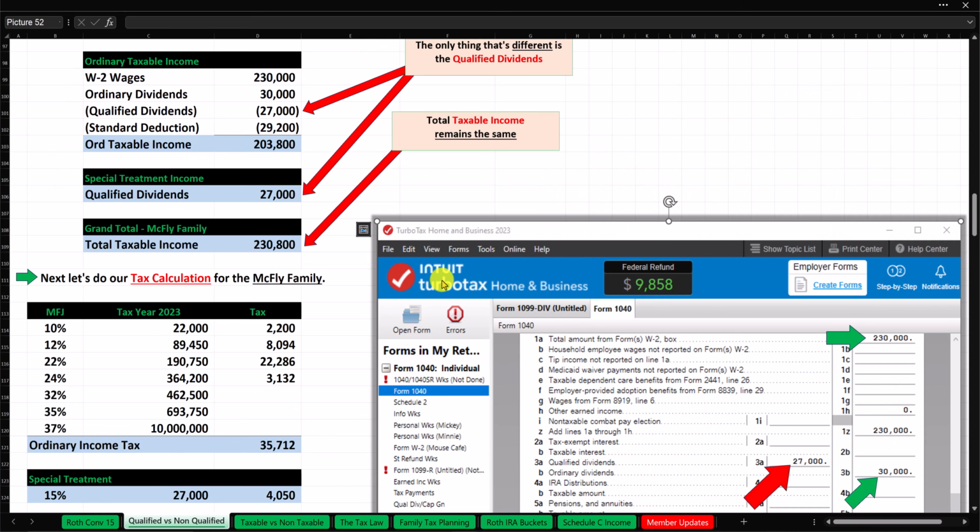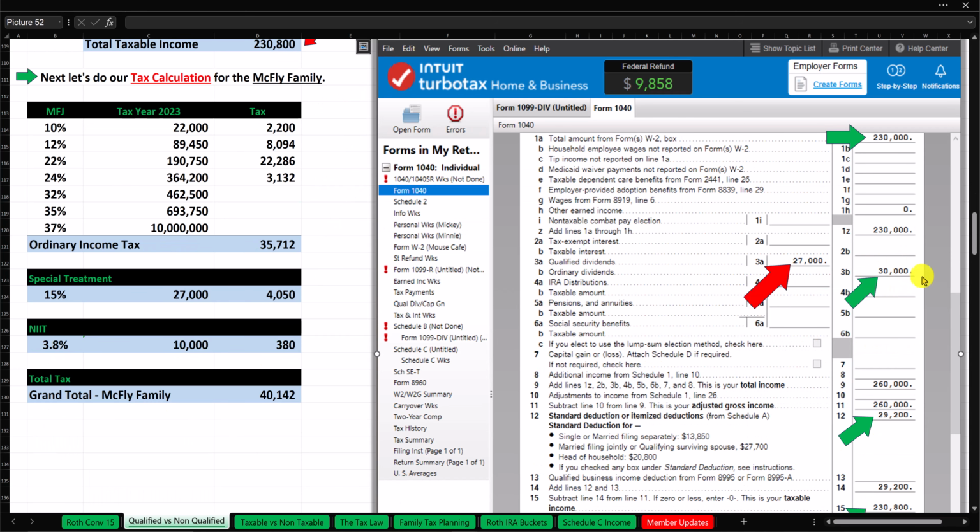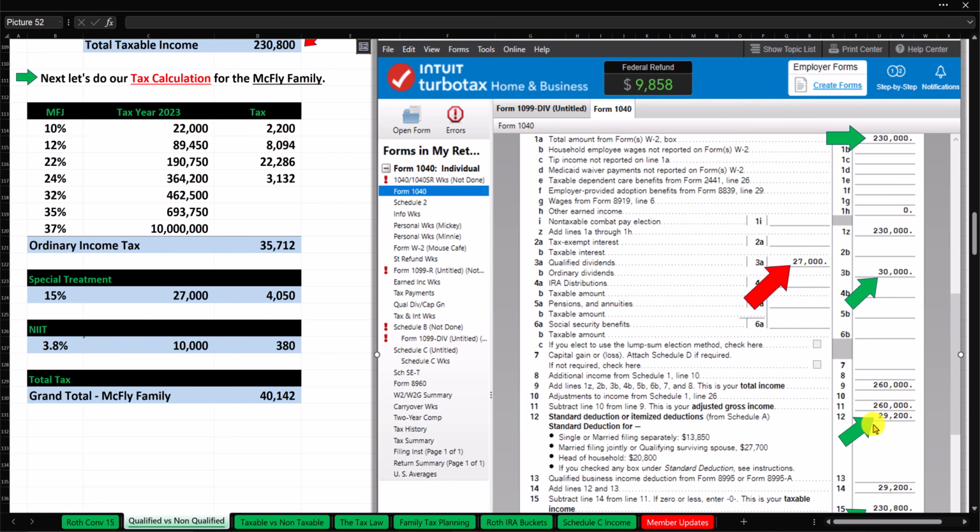Now let's drop the numbers for the McFly family into TurboTax so we have some items to compare coming up in just a moment. So there's our $230,000 of the W-2 wages. There's our $30,000 of dividends, of which $27,000 is qualified. There's our standard deduction of $29,200, no change there. There's our taxable income of $230,800, which agrees to this number right here, $230,800.